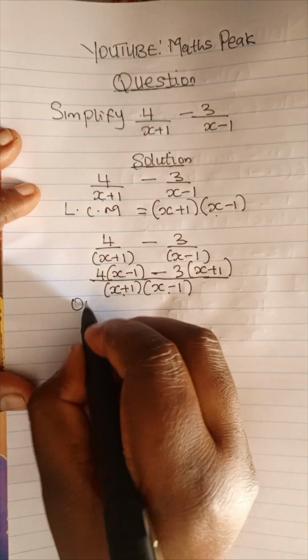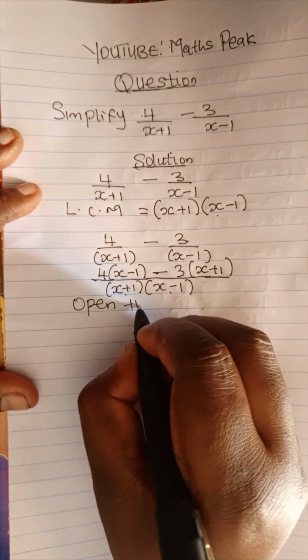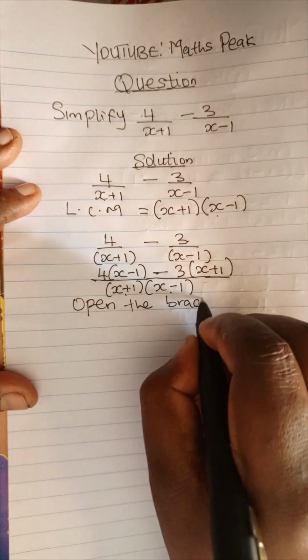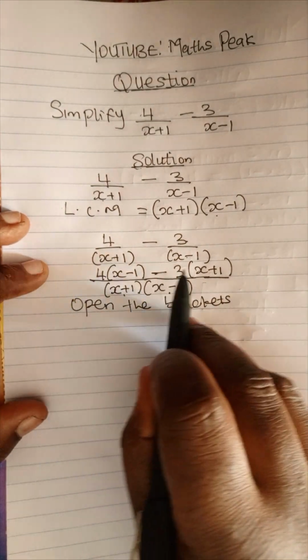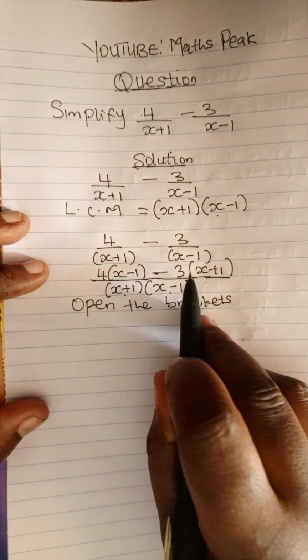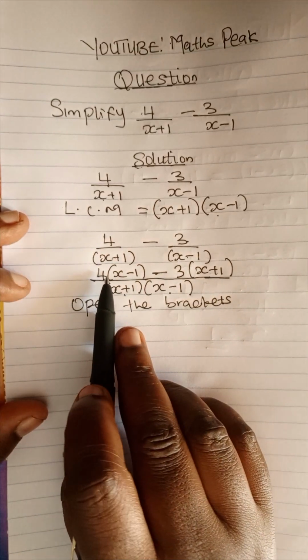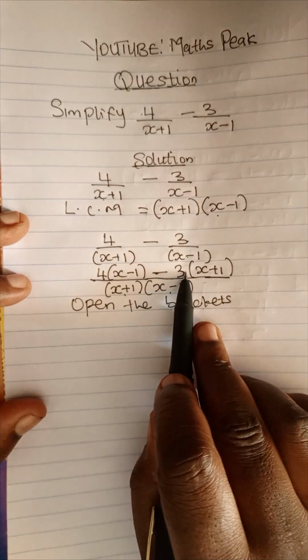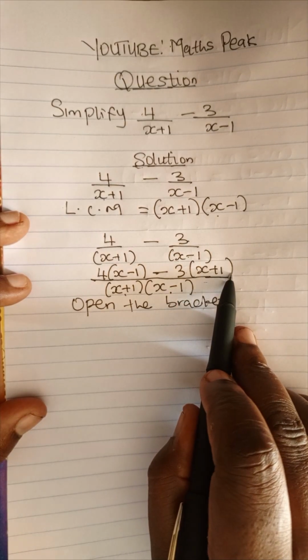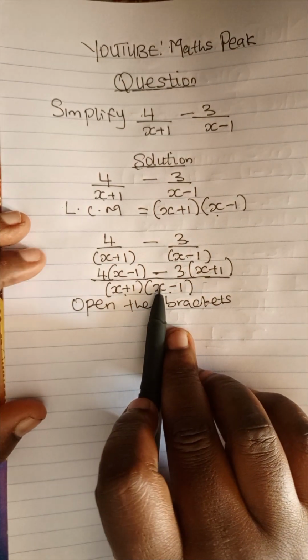Now I want to open the bracket. Whatever you have outside the bracket, that's what you use to multiply everything inside the bracket. For the first one, we have 4 outside the bracket, so you use it to multiply this. For the second one, we have what? 3. You need to multiply everything. We are still going to do the same thing to the denominator.